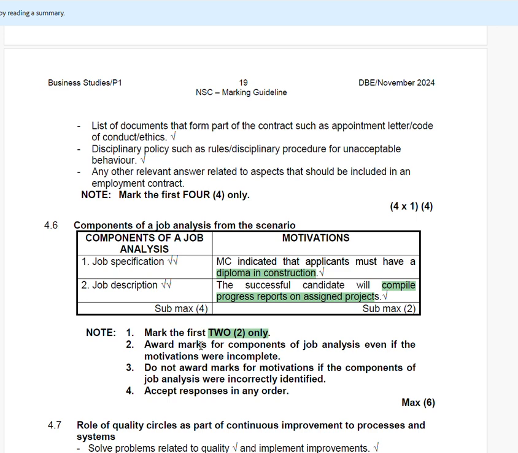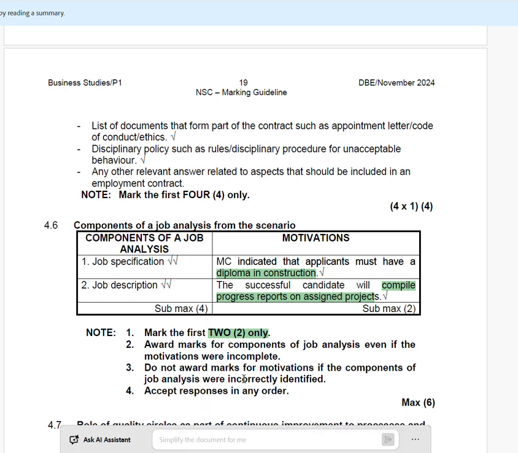Number two, award marks for components of job analysis, even if the motivation is incomplete. So if it happens that your job analysis part was correct, even if the motivation is incomplete, you are going to be awarded marks. Let's say you have specification and description, you will have 4 marks. And maybe what you said on the next part is not correct. You just lose 2 marks, but you will have 4 marks if those two are right.